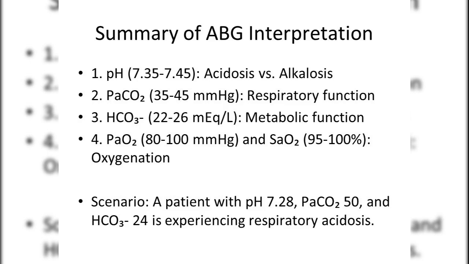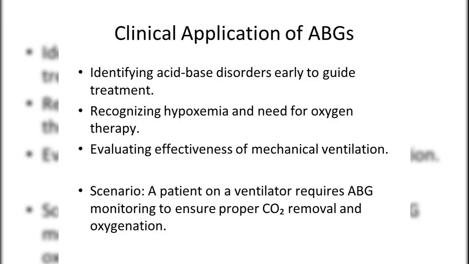To summarize ABG interpretation, assess pH for acidosis or alkalosis, evaluate PaCO2 for respiratory function, HCO3 for metabolic function, and PaO2 and SaO2 for oxygenation. This comprehensive approach ensures accurate diagnosis and treatment. The clinical application of ABGs is vital for identifying acid-base disorders, recognizing hypoxemia, and evaluating the effectiveness of mechanical ventilation. For instance, a patient on a ventilator requires ABG monitoring to ensure proper CO2 removal and oxygenation.